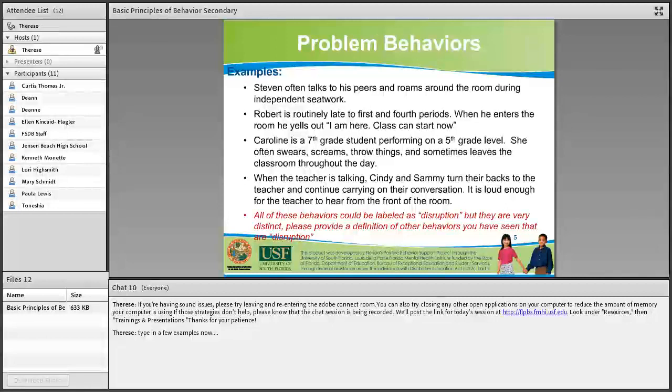All right, I thought I saw Jensen Beach starting to type something in. The room is awfully quiet. And if we need to hear, there we go.